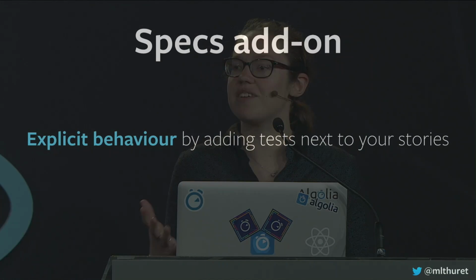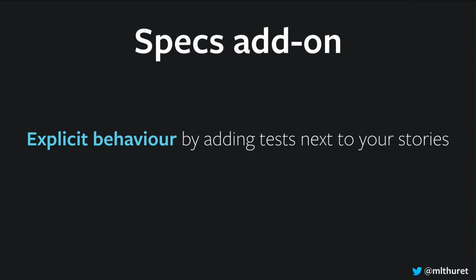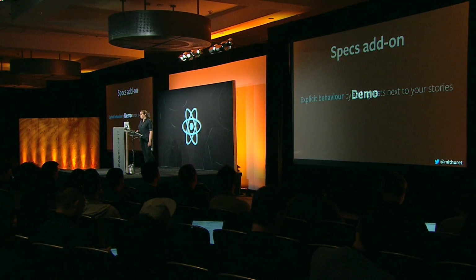So I decided to create a little add-on for Storybook, which is called the specs add-on, or specifications add-on. And basically what it does is that it lets you add some tests next to your stories in order to make explicit the behavior that you want. So, demo time again.